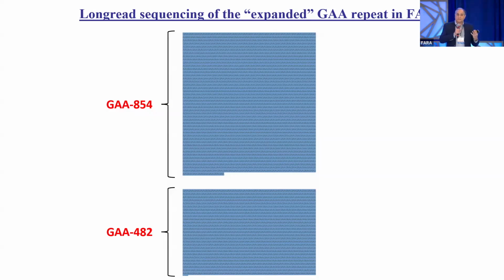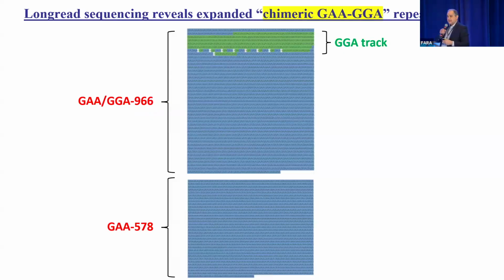So this new technology is actually pretty cool. We can actually not only say that there are these two expansions, but we can actually look at the GAAs and know that these are GAAs. But then we found this kind of sequence. Now what you see here is one of the expansions. This is the second expansion. So this person has FA, has two expanded alleles, but the top one here has this huge green box in the middle. That's not GAA.